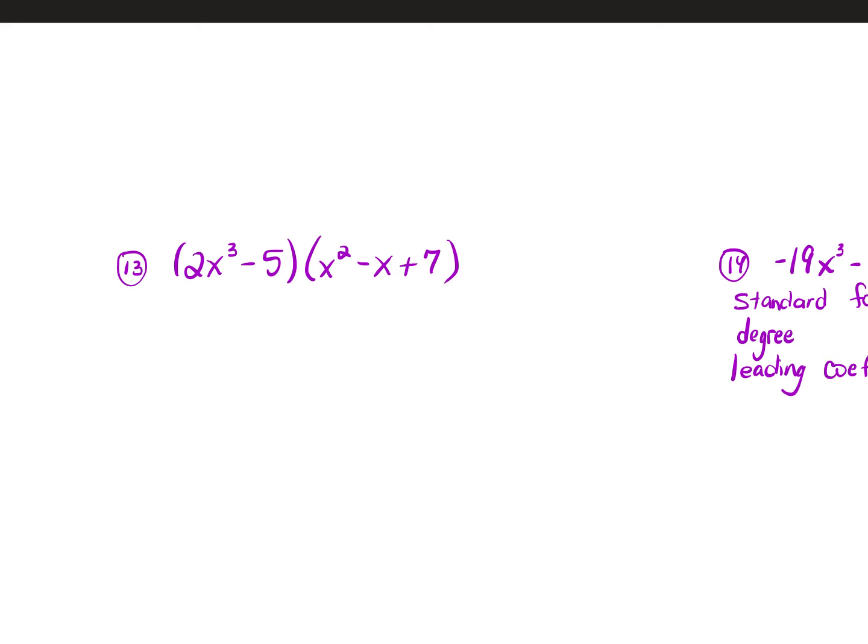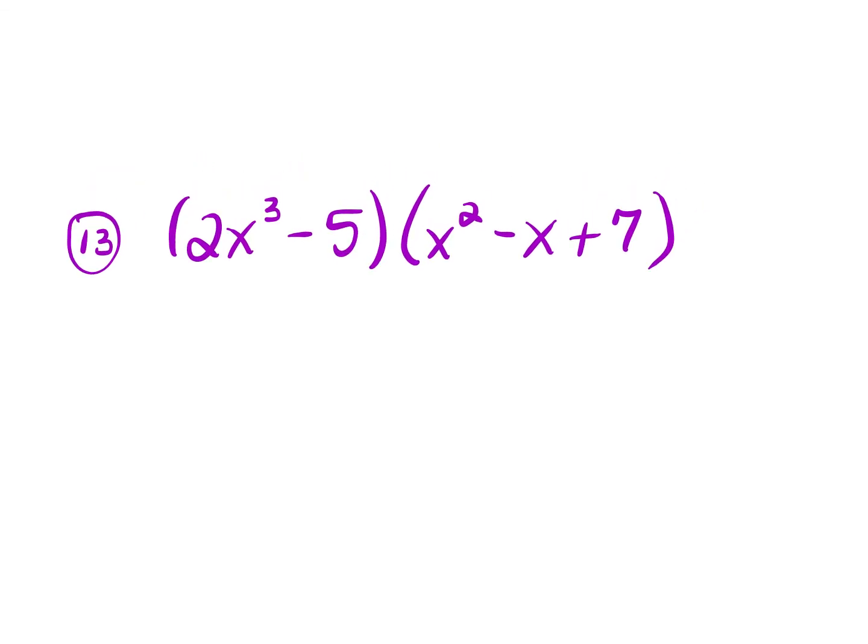But look at this question, guys. This is a multiplication question. This might be a little longer than the other ones, but you still do everything the same way. We're going to take this 2x cubed and we're going to distribute it to everything in that second parenthesis. So 2x cubed times x squared is what? 2x to the 5th. Great. Same bases that we're multiplying, we add exponents.